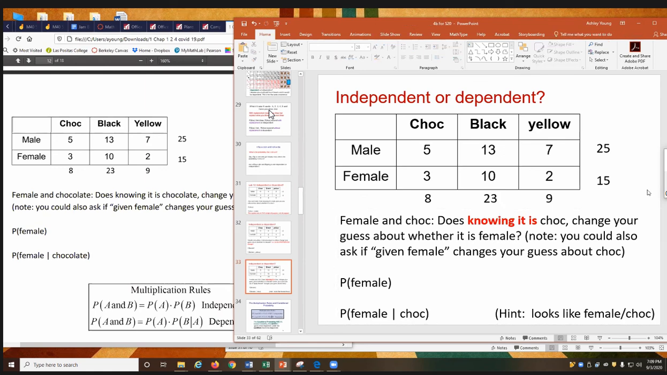All right, so go ahead and find those. Dylan, I'm going to ask you for one. And who is the other person who didn't respond to me? And Adriana, I'm going to ask you for one. So Dylan, find the probability of female. And Adriana, find the probability of female given chocolate, and type those into me.